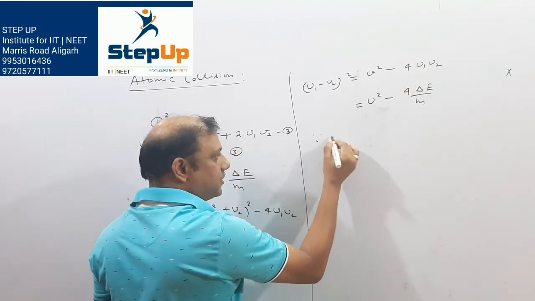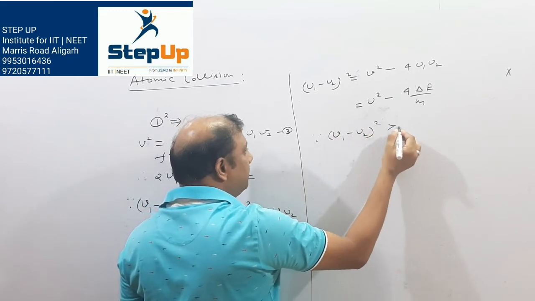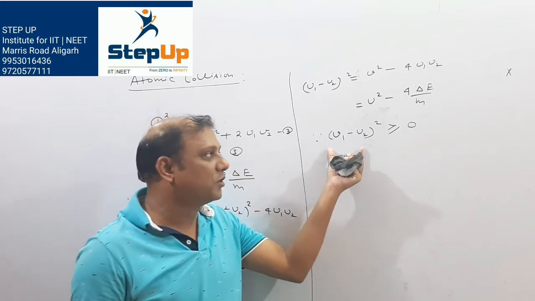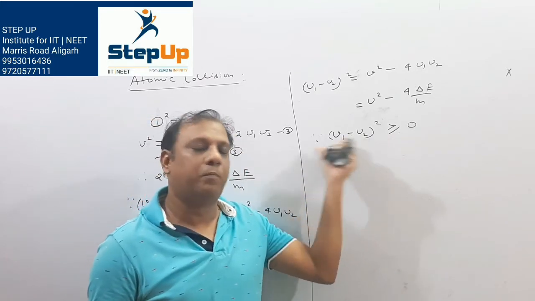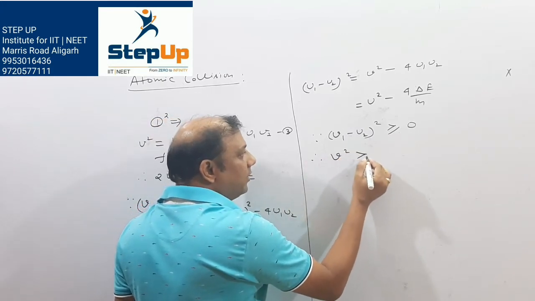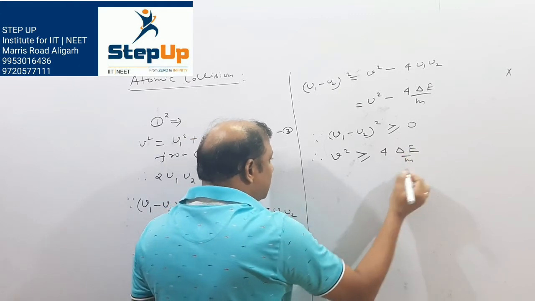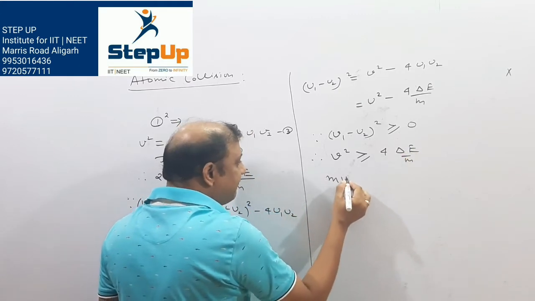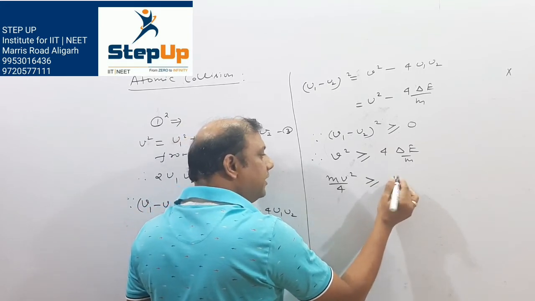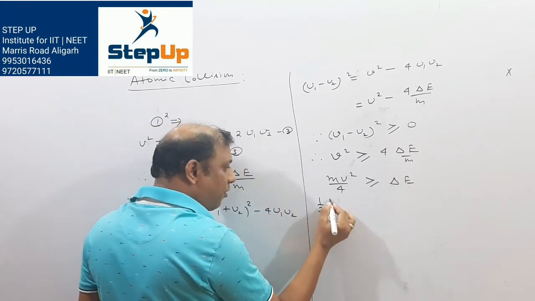Now since (v1 minus v2) whole square is a square quantity, it has to be greater than or equal to what? 0. It has to be positive. So either it is 0 or positive. Therefore you can say v square is greater than or equal to what? 4 delta E by m. So here you can say m v square by 4 is greater than or equal to what? Delta E.